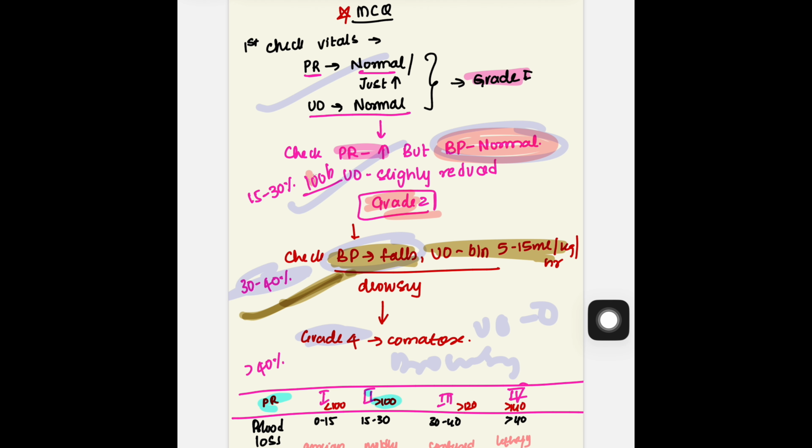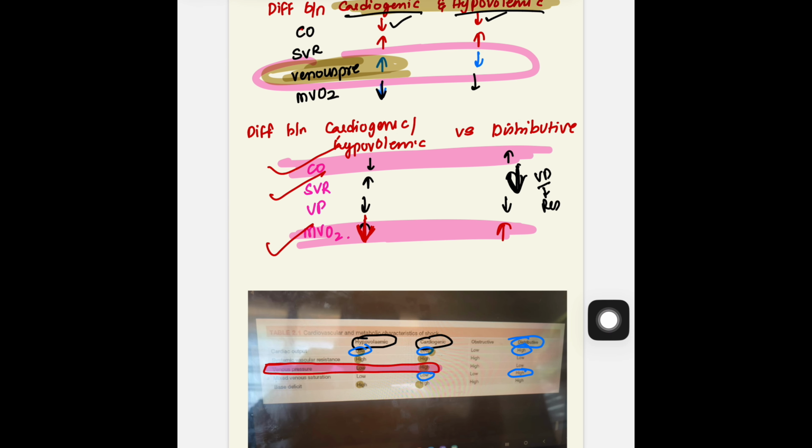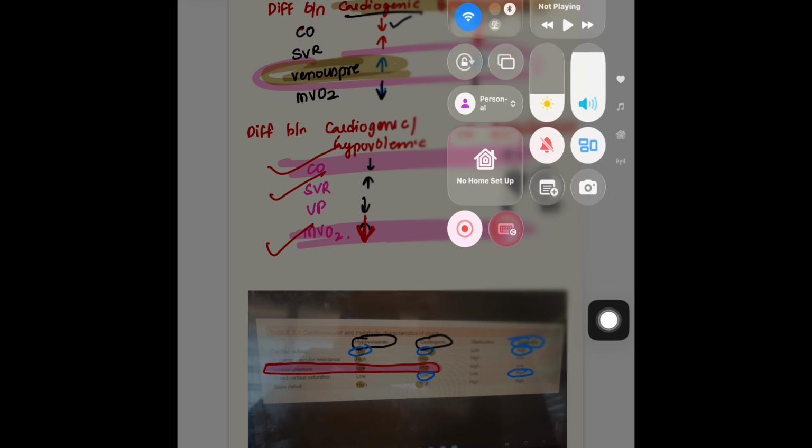Okay, fine. Based upon blood loss, if 0 to 15% of the volume is lost, it's grade 1. 15 to 30% is grade 2. 30 to 40, it's grade 3. Greater than 40, it's grade 4. I think I have covered all the basics about shock.